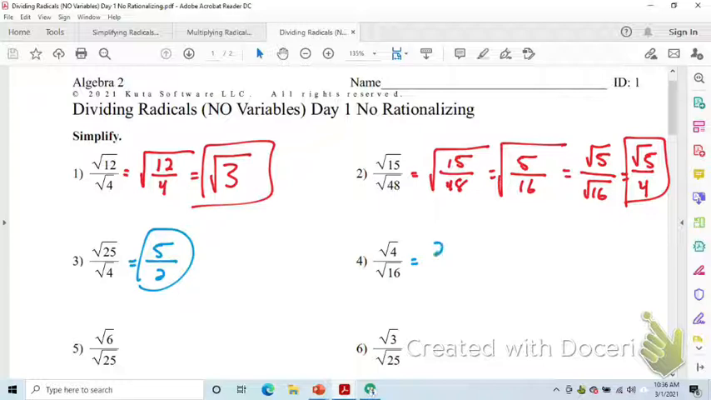Same thing here, except there's an extra step. What's the square root of 4? 2. What's the square root of 16? 4. But we can keep simplifying. When we divide the top and bottom both by 2, we get 1/2. It's a glorious thing. Boom.